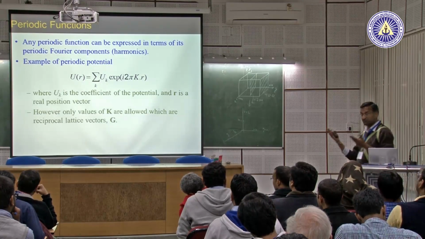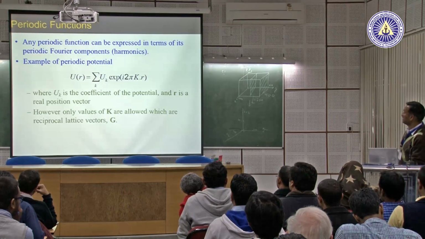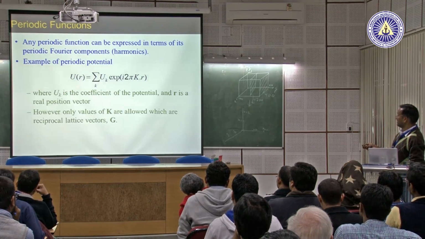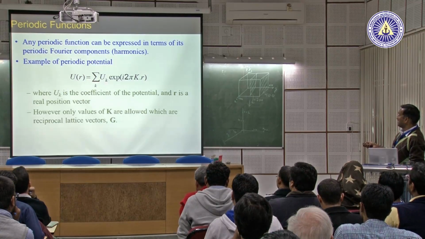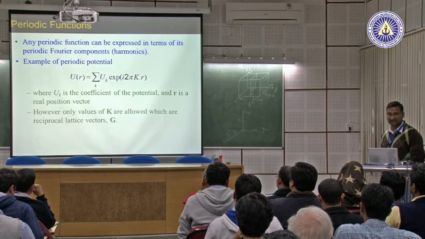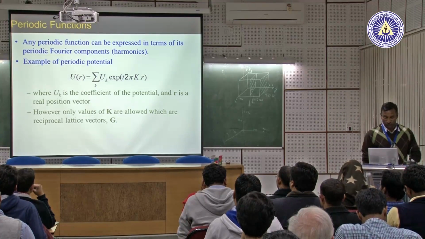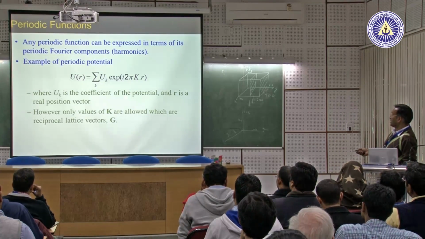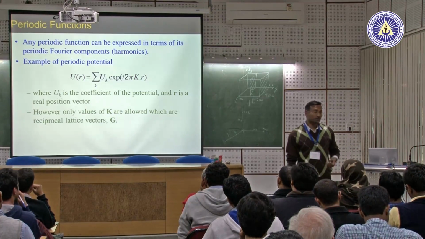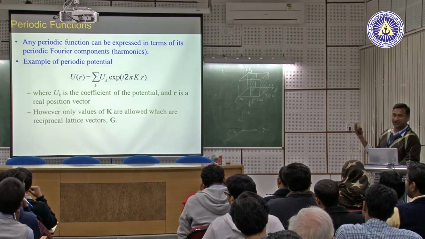For instance, a very common entity you can take is the periodic potential of the lattice, and this periodic potential of the lattice can be represented, if r is the real position vector, as a summation of u_k, which is the coefficient of the potential, multiplied by a phase factor, which is the exponential of i 2 pi k dot r. Here this k cannot be arbitrary. Only those values of k are allowed which are reciprocal lattice vectors, and hence they are well defined.